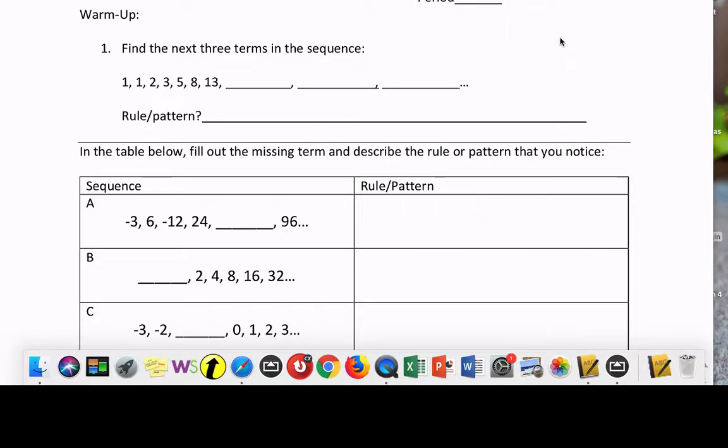In this section, we're going to look at something called recursively defined sequences. So we're going to start with this warm-up. Find the next three terms in the sequence. Do you notice a rule or a pattern?